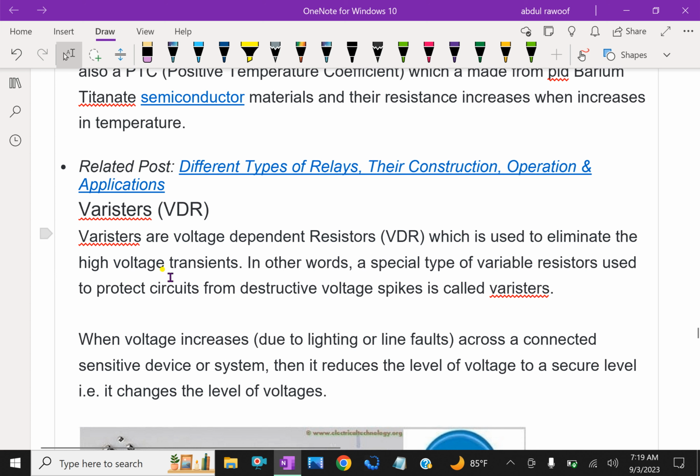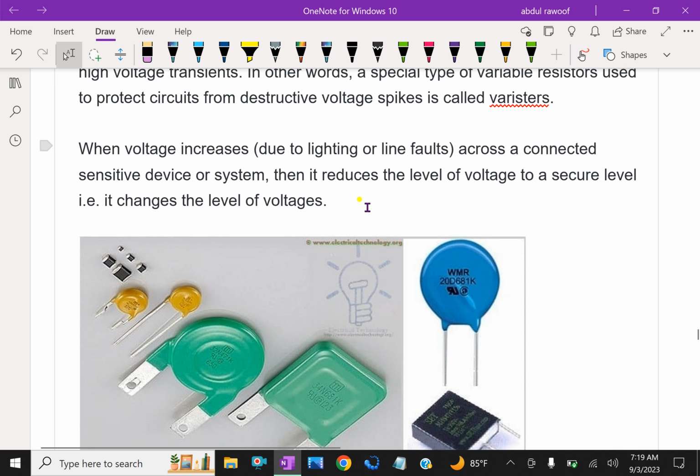Now, varistor. Varistors are voltage dependent resistors, that is VDR, which are used to eliminate high voltage transients. In other words, the special type of variable resistor used to protect a circuit from destructive voltage spikes is called a varistor. When voltage increases due to lightning or line faults across a connected sensitive device or system, then it reduces the level of voltage to a secure level. That is, it changes the level of the voltage when something hazardous happens in the circuit.